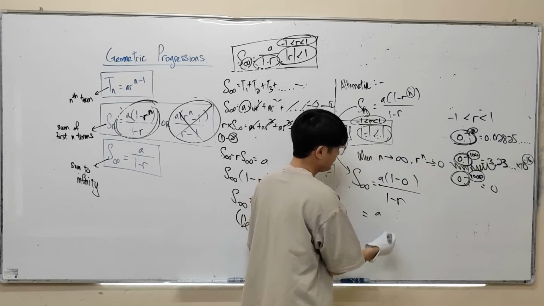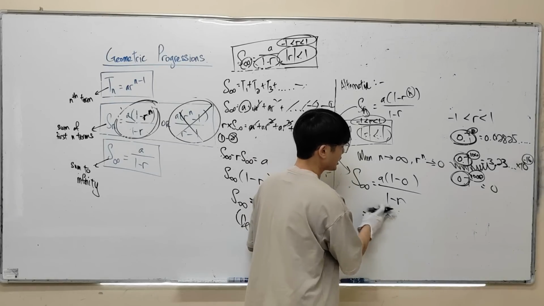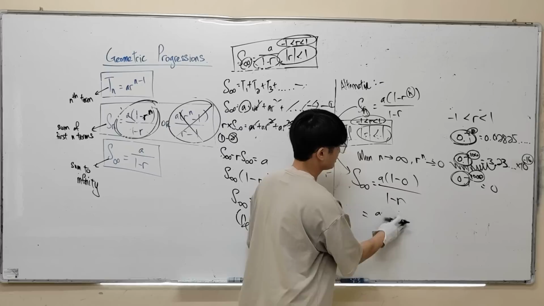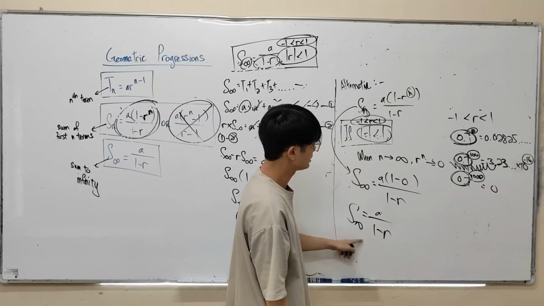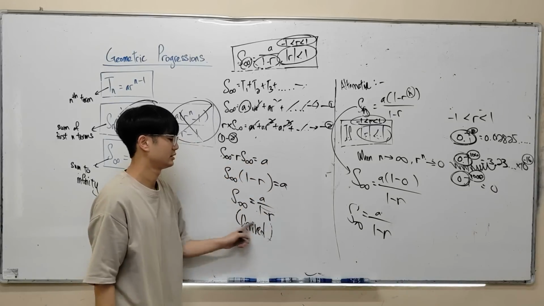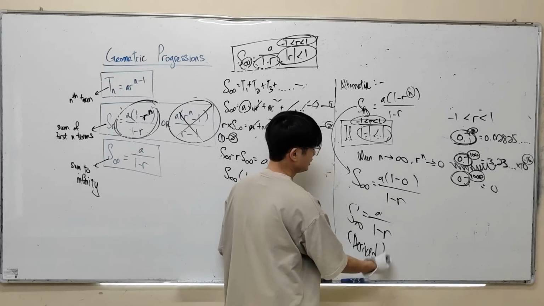So now you get a, 1 minus 0 is 1. So it means here times 1. But when you times 1, nothing will happen. So you will just be left with a over 1 minus r. And this is the S infinity. And you can see this is the same as this, right? So this is how we derive the S infinity formula.